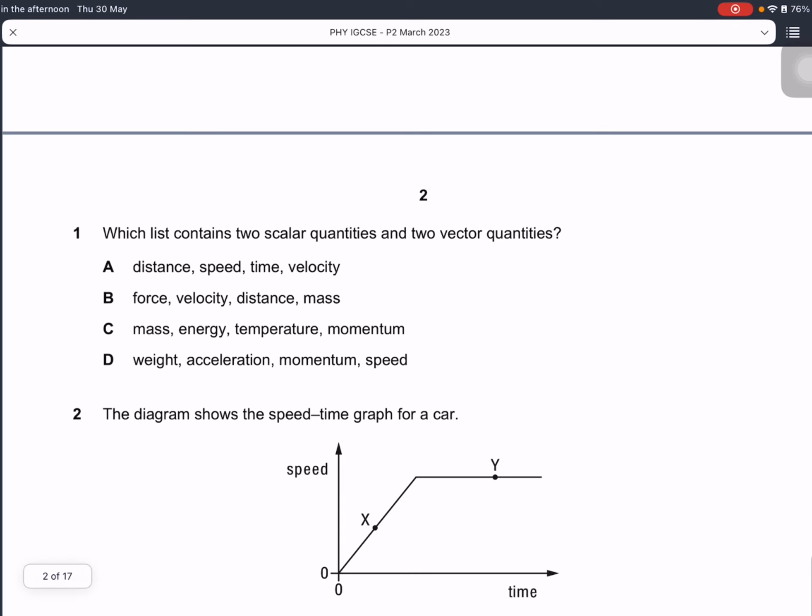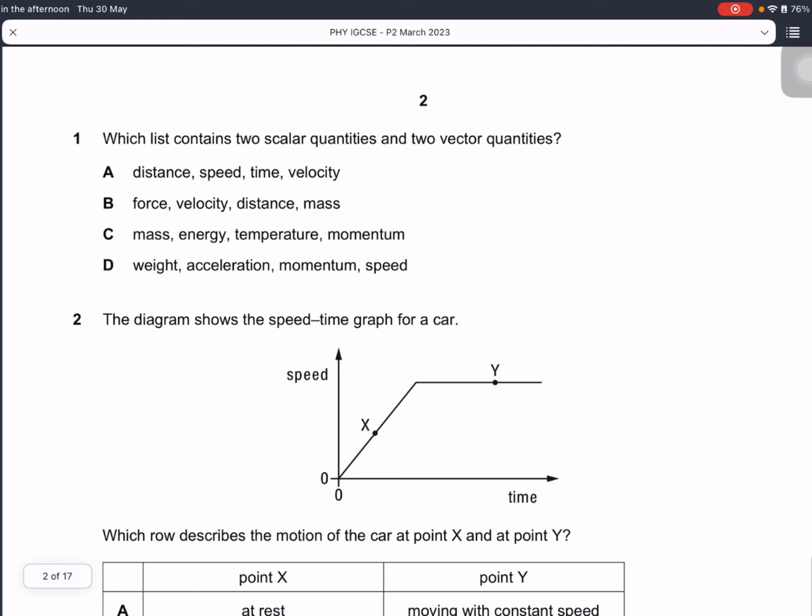Okay, so first question: which list contains two scalar and two vector quantities? So what is a scalar, and what is a vector quantity? A scalar quantity has only magnitude, a number, right? For example, 2 kilograms. It doesn't have any direction, just the number value along with the unit. Vector is value plus direction. For example, you cannot say 3 kilograms up or down, so 3 kilograms is a scalar.